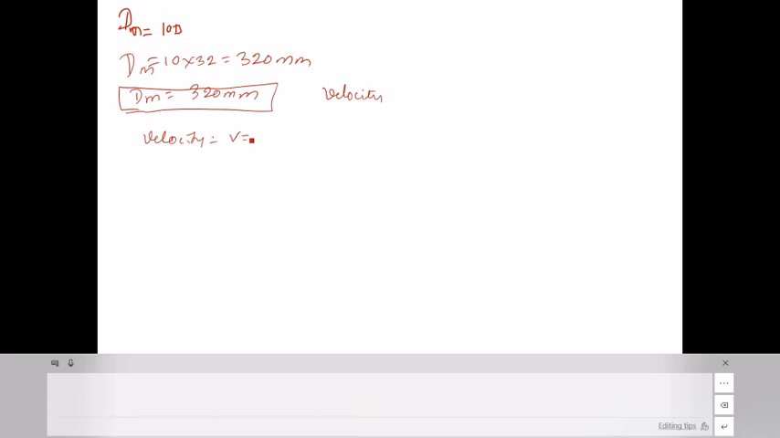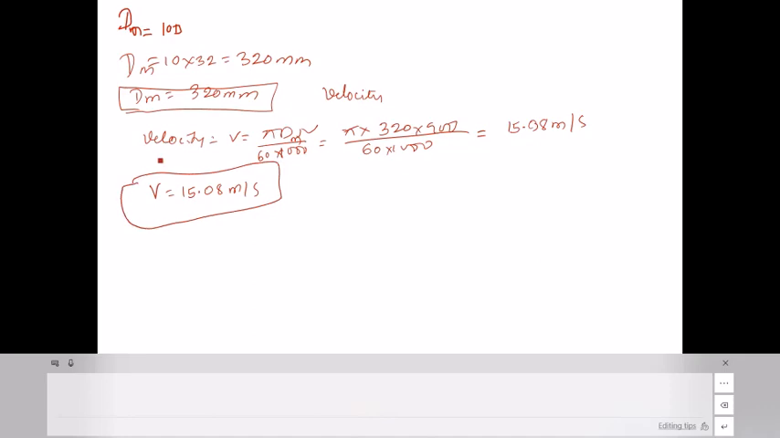Now let us calculate the velocity. Velocity V is equal to pi dN divided by 1000. You have the mean diameter here as 320, and the speed is 900, divided by 1000. To get the value in meter per second, you are going to get 15.08 meter per second. Now velocity V is 15.08 meter per second.